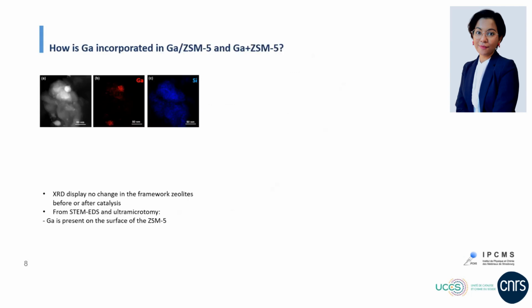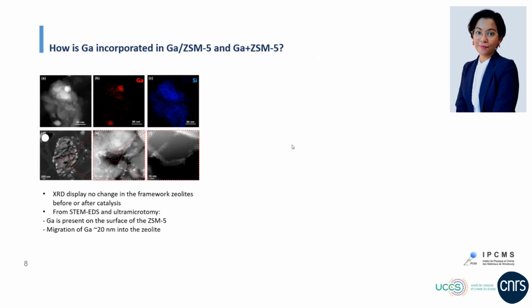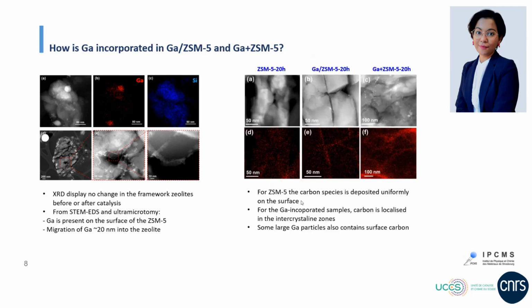So next, we wanted to understand how the gallium is incorporated and how it's helping with the stability. When we look at the STEM and also the XRD, they display no changes in the structure or framework of the zeolite before or after catalysis. So it's really happening physically. From STEM EDS, we can see some large particles of gallium on the surface. And if we do an ultramicrotomic cut, we can see the presence of gallium inside the pores of the zeolite. However, the migration is only happening up to 20 nanometers, so really at the entrance of the pore.